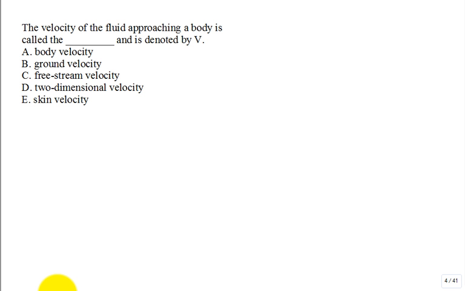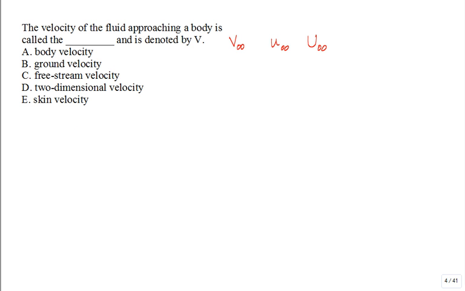So, the velocity of the fluid approaching a body is called the blank and is denoted V. Sometimes you'll see cap V with something like that, or maybe U, or cap U. So what is this called? This velocity of the fluid that's approaching the body and then going to flow externally over that body. Is it the body velocity, ground velocity, free stream velocity, two-dimensional velocity, or skin velocity?